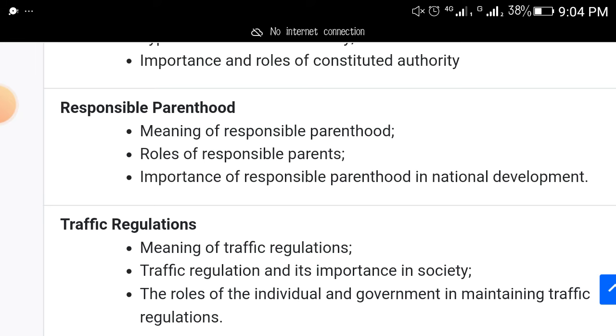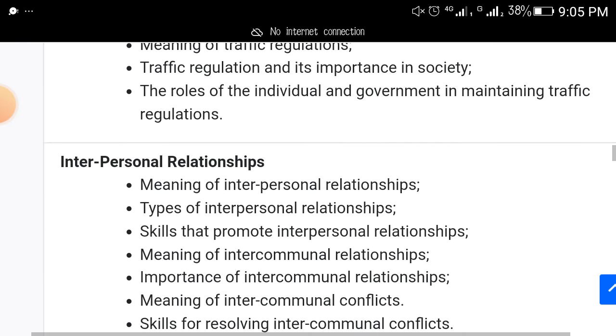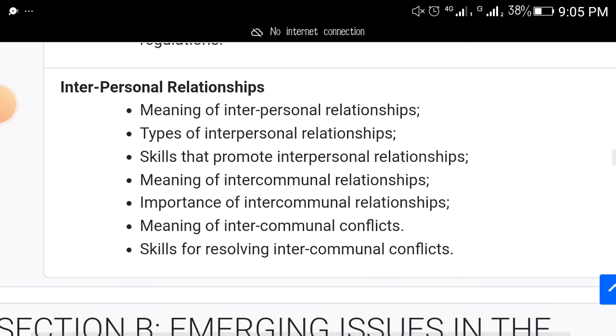The next one is traffic regulation. Meaning of traffic regulation. Traffic regulation is important in society. The role of individual and government in maintaining traffic regulation. Then interpersonal relationships. Both meaning of interpersonal relationship, types of interpersonal relationship, meaning of intercommunal relationship, and all the rest.